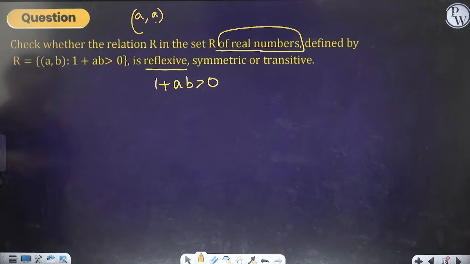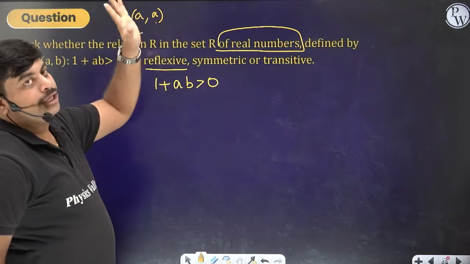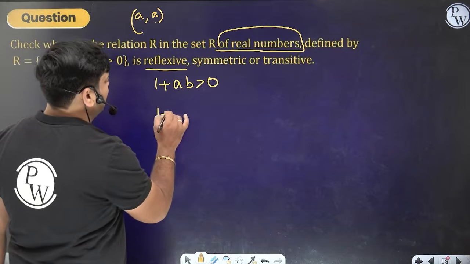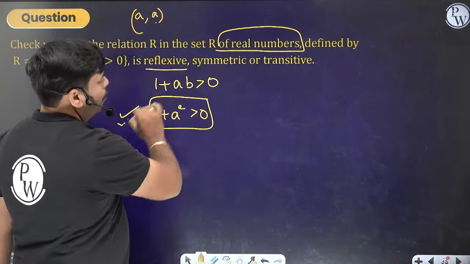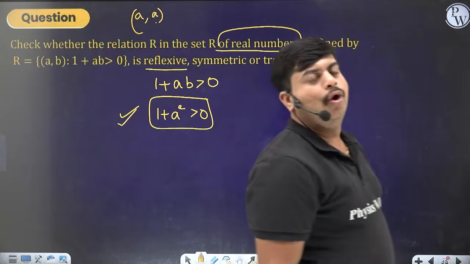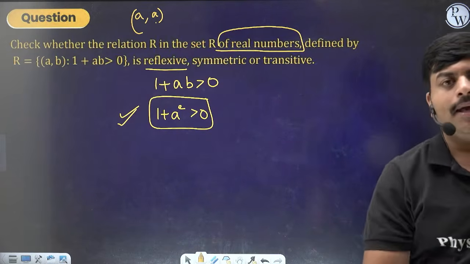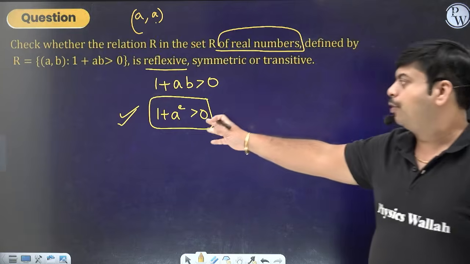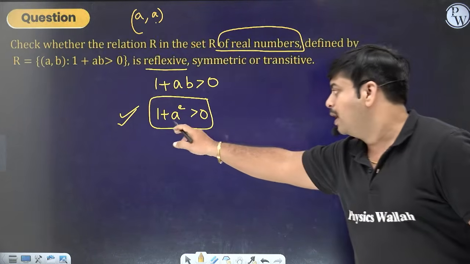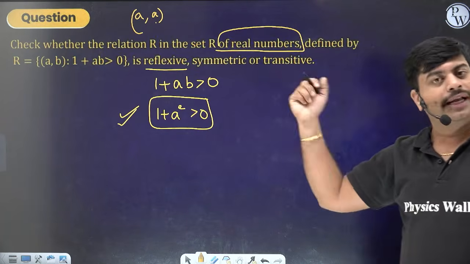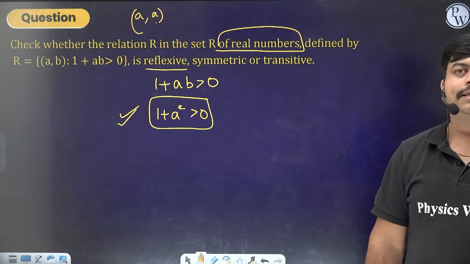Okay, so in reflexive, as I said, (A, A) should be an element. 1 plus A square should be an element. Yes, it is correct. 1 plus A square is always greater than 0, no matter whatever A you take. A square is always a positive number, so this number will always be greater than 0. Even if A is equal to 0, this number is 1, greater than 0. Correct? Are you understanding what I am saying?